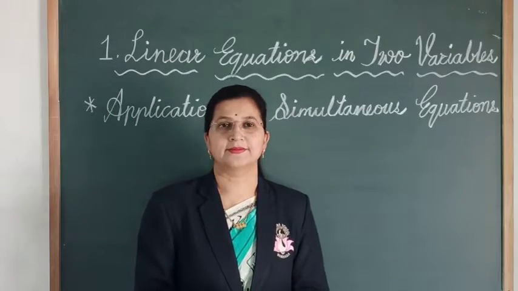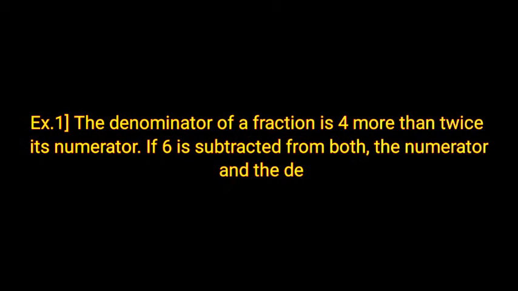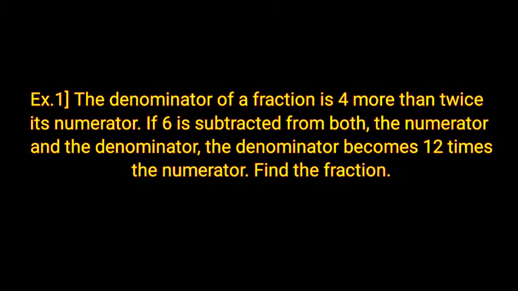So let's see. The denominator of a fraction is 4 more than twice its numerator. If 6 is subtracted from both the numerator and the denominator, the denominator becomes 12 times the numerator. Find the fraction.